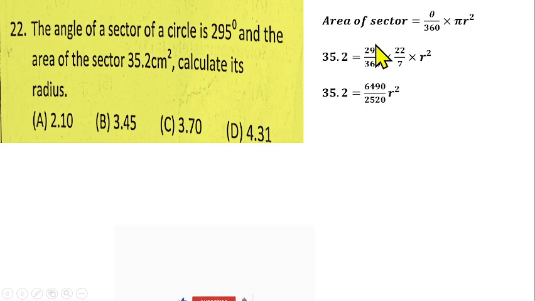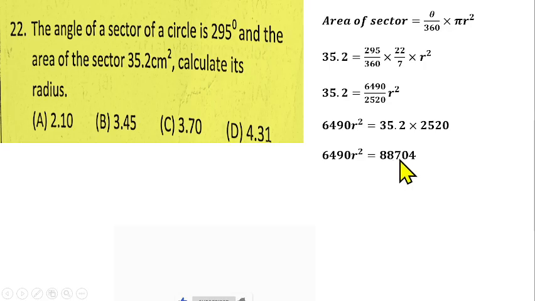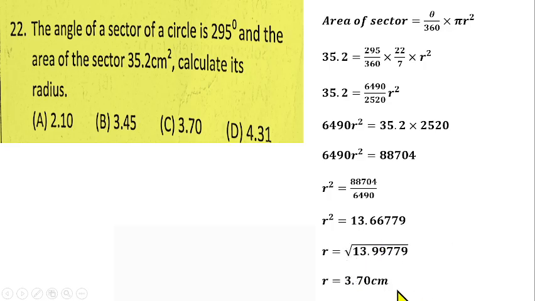35.2 equals 295 times 22, which gives us 6490, over 360 times 7, which is 2520, r square. We can cross multiply from there. 2520 will multiply 35.2, which is this, then r square will multiply 6490, so we have this. If you simplify this further, this will give us 88704 divided by 6490. We have r square to be this. Simplify this further, then find the square root of both sides. We have r equals 3.70 centimeters, which is option C.